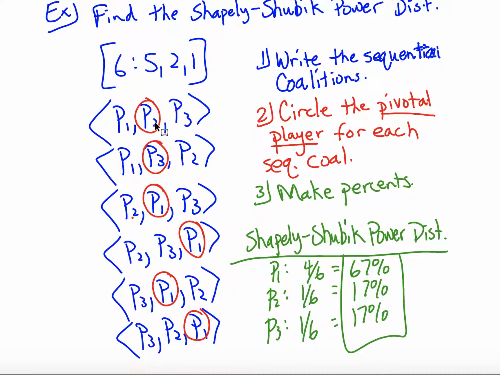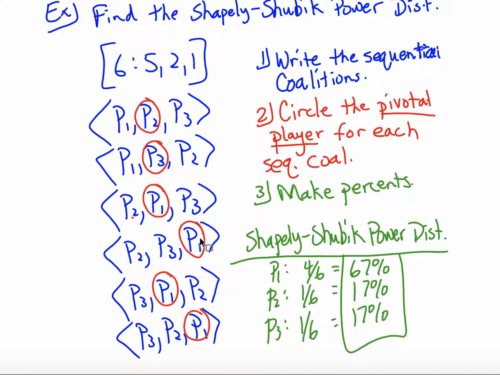We don't care about player 3. Player 2 is what made it winning. In this coalition, 1, then 3, then 2, player 3 joining makes it suddenly winning. In this one, player 2, then player 1, then player 3, player 1 joining makes it suddenly winning. 2, then 3, then 1, again, player 1 joining makes it winning because 2 and 3 together only have 3 votes. Player 3, then 1, then 2, player 1 again makes it winning. Player 3, then 2, then 1, player 1 again is what makes it winning because 2 and 3 together can't make it win.